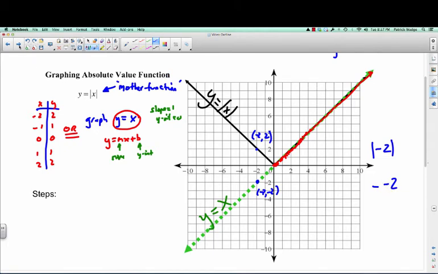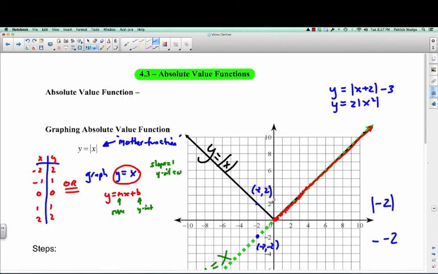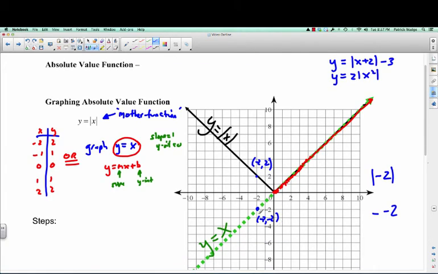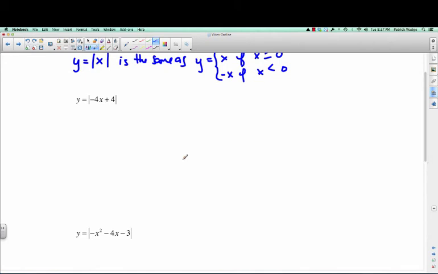So that's what they're saying here when they say that it's equal to negative x if x is less than 0. Again, because for all these points down here, we're changing them from a negative y value to a positive y value, and the way you can change a negative to a positive is by making it a negative negative. Oof, I know, it's awful, isn't it? Okay, but it's really not that bad.